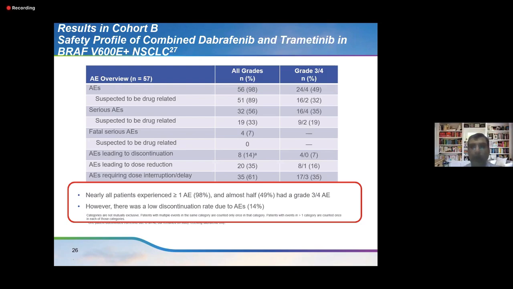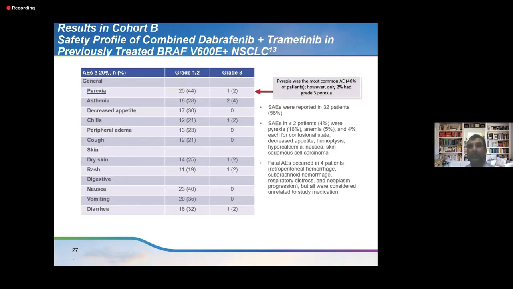And again, a very, very important thing is, not every TKI is an imatinib or a gefitinib. Not everybody will cause a peripheral edema and rash or diarrhea. We need to know the specific side effects of all these drugs so that we can counsel our patients better. Now, in the case of dabrafenib trametinib, pyrexia was the most common AE. However, only 2% of the patients had grade 3 pyrexia. Others being anemia and maybe decreased appetite, hemoptysis, hypercalcemia.